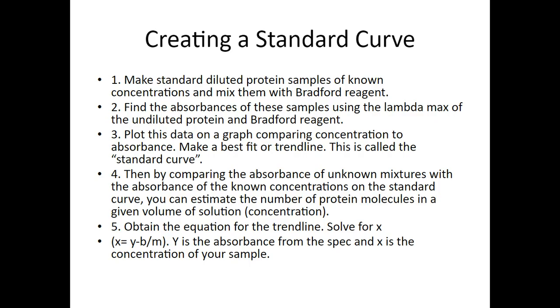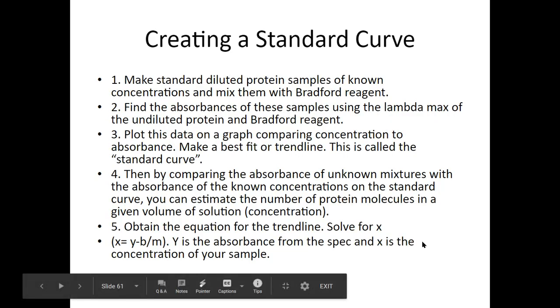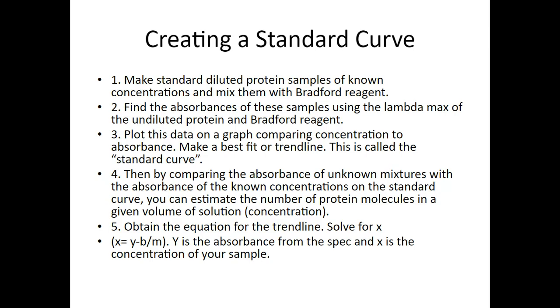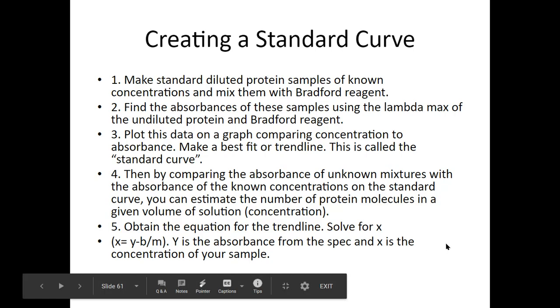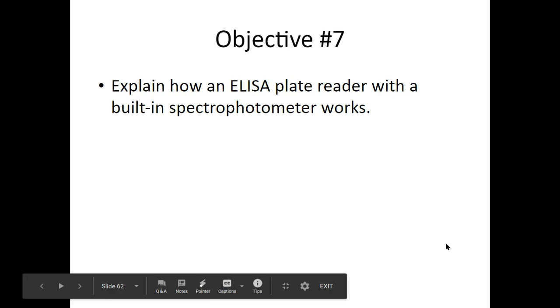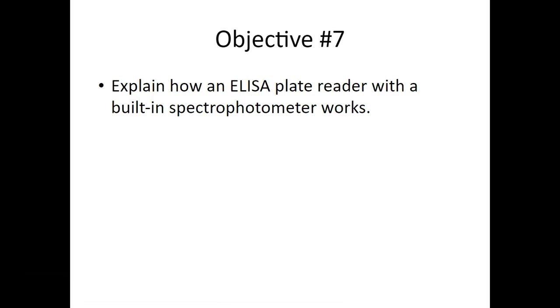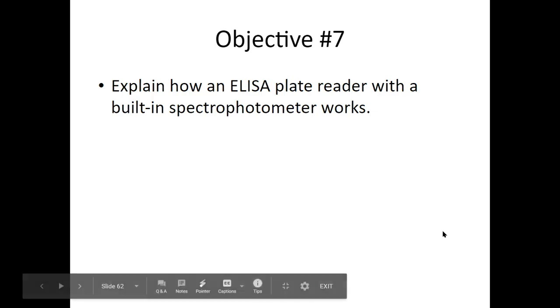Then you have to flip it and manipulate it for x, because y is the absorbance. So x, which is concentration, equals y, the absorbance, minus b, the intercept, over m, the slope. So y again is the absorbance from the spec, and x is the concentration of your sample. That's something we've been doing a lot, and you've been doing it quite a bit.